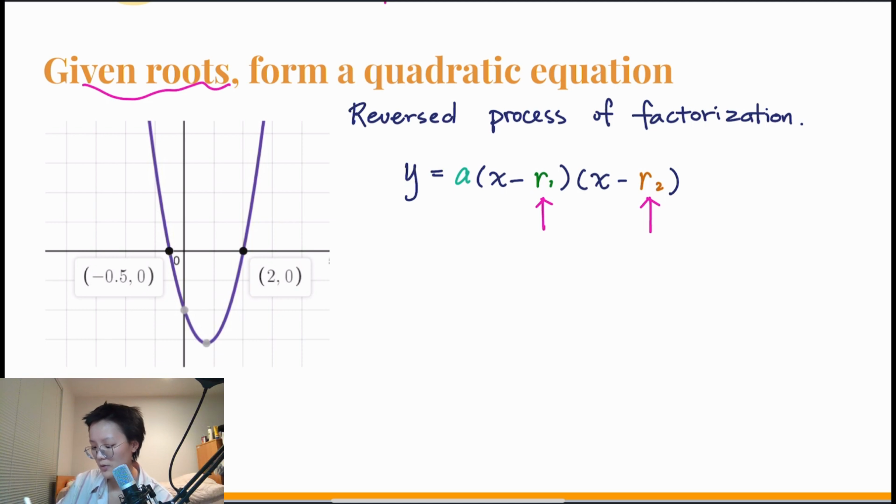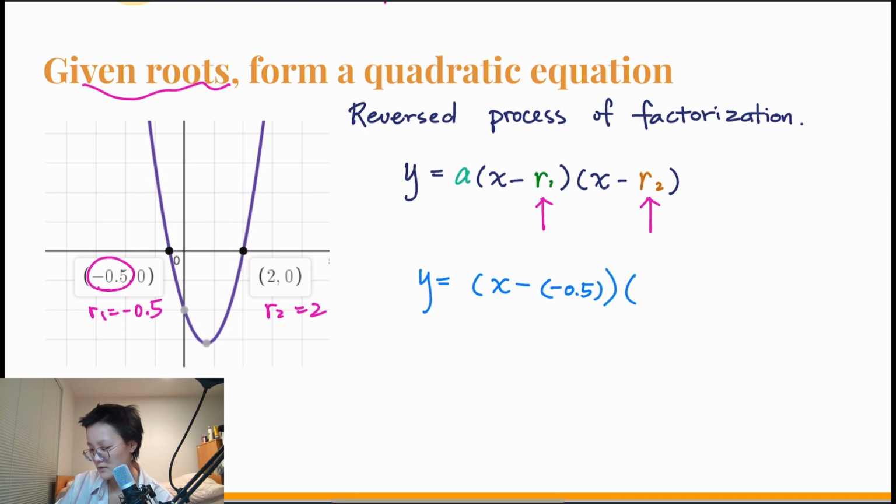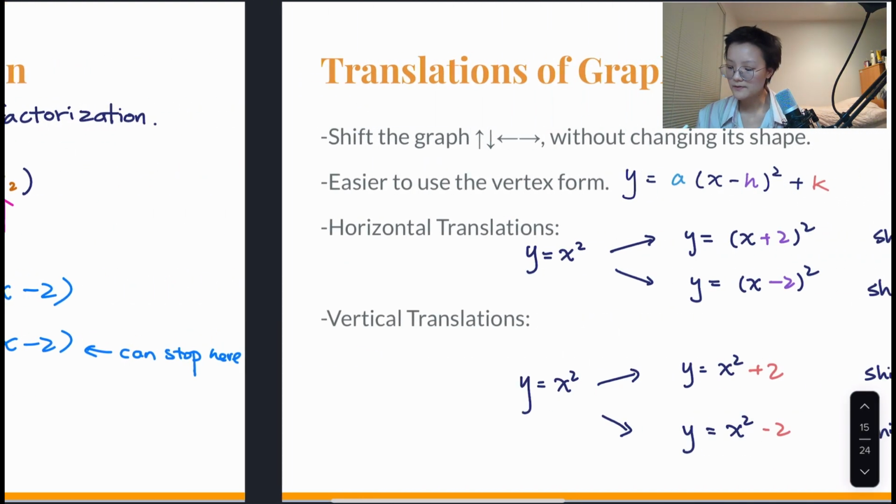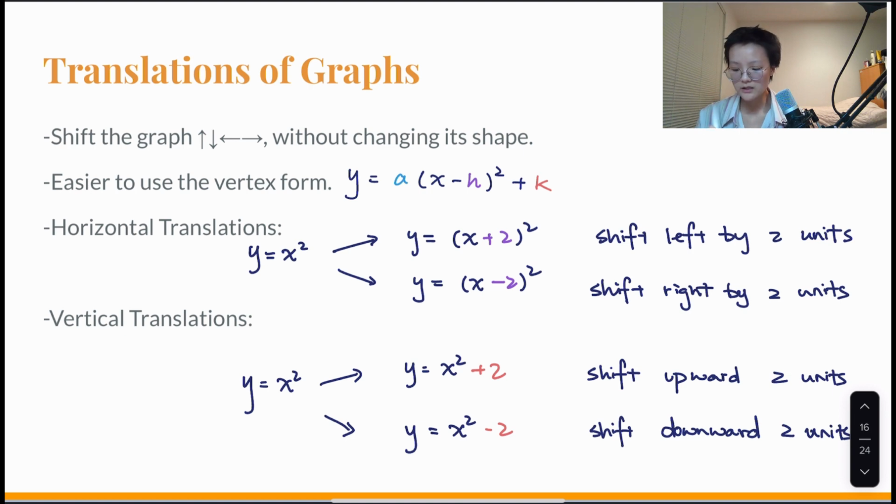So r1 equals negative 0.5, r2 equals 2. We can write this as y equals x minus r1, which is negative 0.5, times x minus 2. So we have y equals x plus 0.5 times x minus 2. I hope this part is fairly simple and straightforward. Let's move to the next topic, which is the translations of graphs.